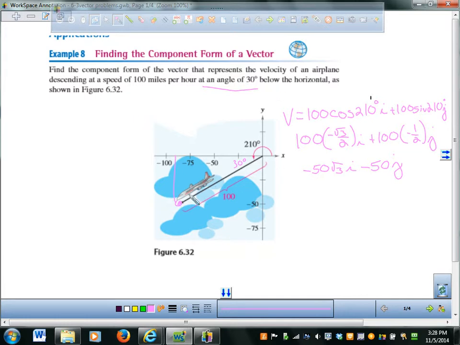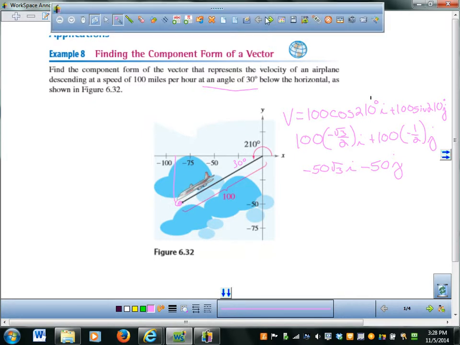So in other words, this airplane, when it's going 100 miles per hour at an angle of 30 degrees downward, is going across at negative 50 root 3, whatever that comes out to be, and down at a rate of negative 50j.